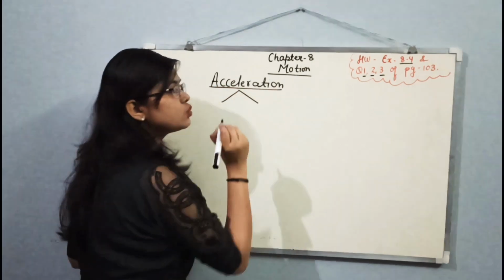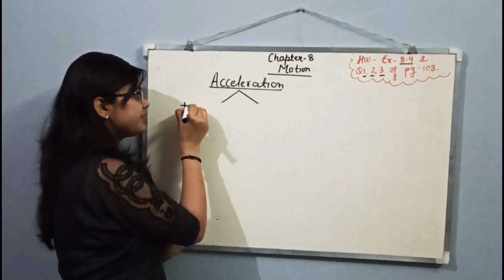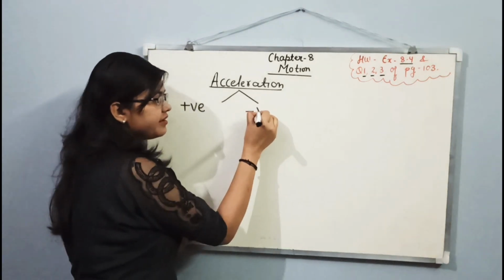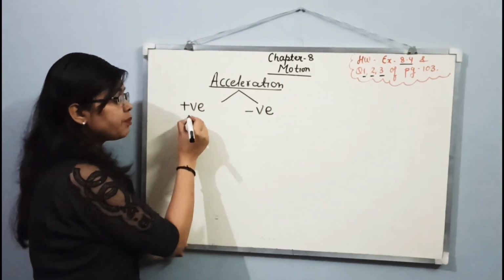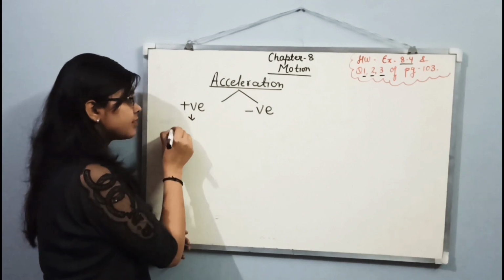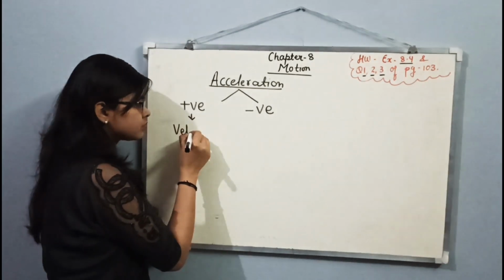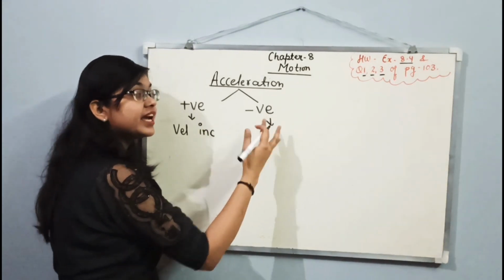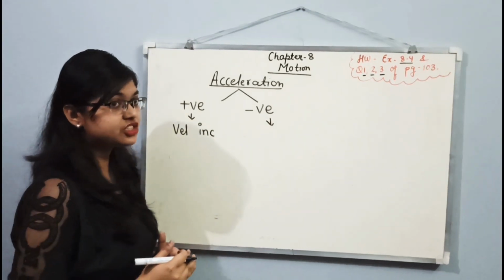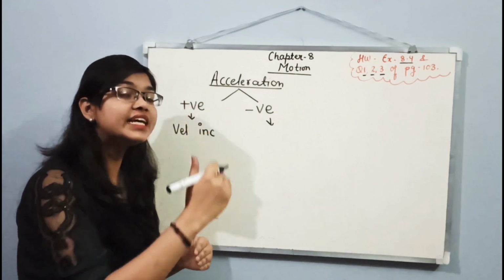This acceleration can be of two types. It can be positive acceleration, it can be negative acceleration. Now what is positive acceleration? Positive acceleration means when the velocity increases. And what is the meaning of negative acceleration? Negative acceleration means when the velocity will decrease.